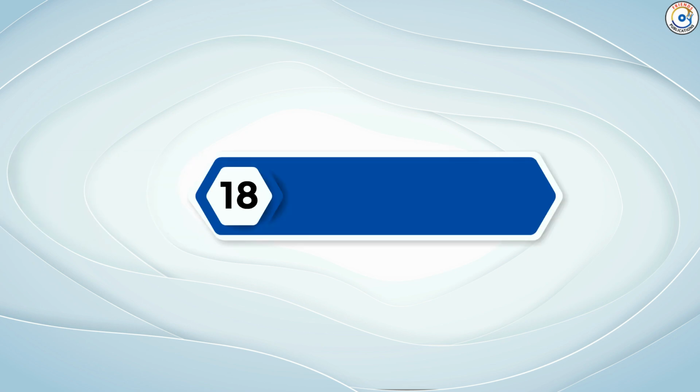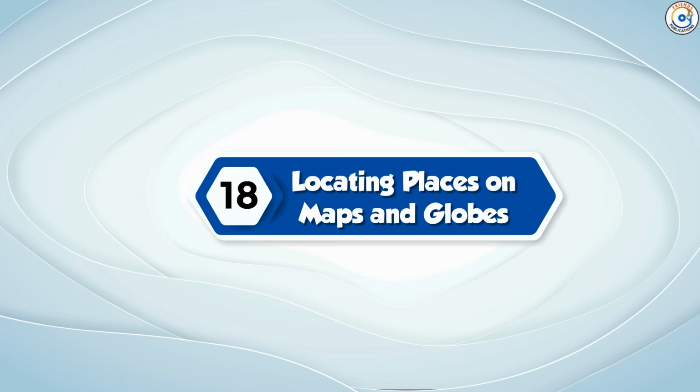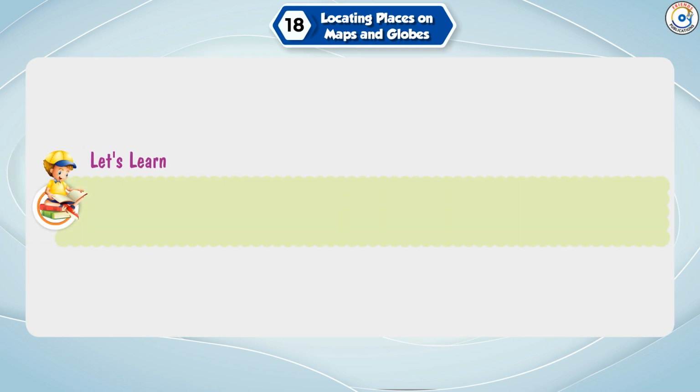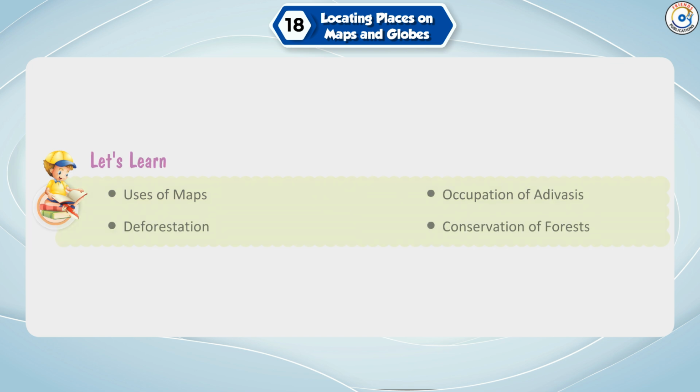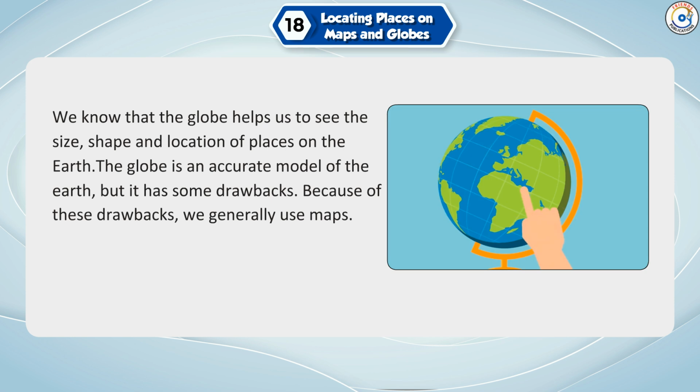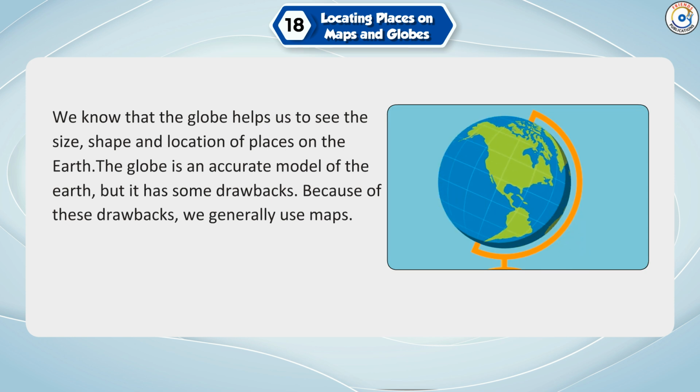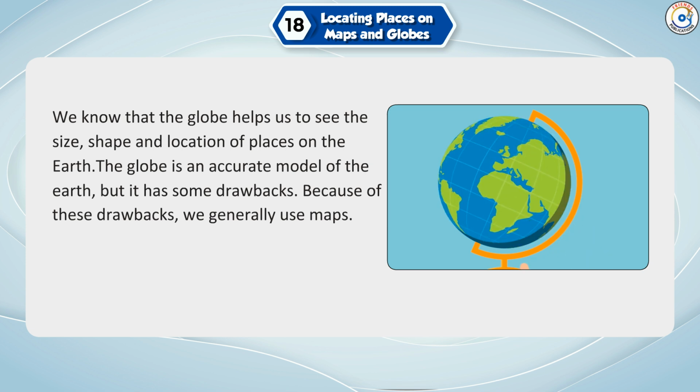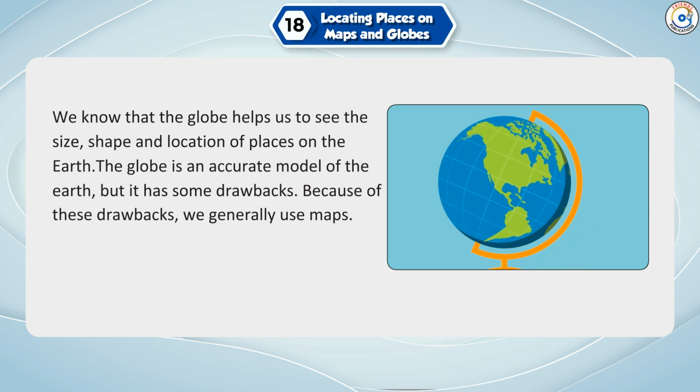Chapter 18. Locating places on maps and globes. Let's learn uses of maps, types of maps, features of maps, model of the Earth. We know that the globe helps us to see the size, shape and location of places on the Earth. The globe is an accurate model of the Earth, but it has some drawbacks. Because of these drawbacks, we generally use maps.